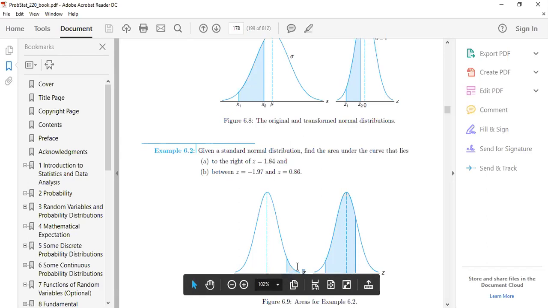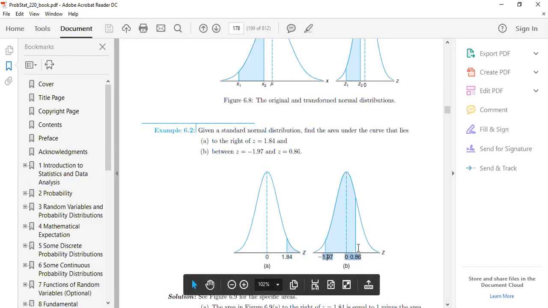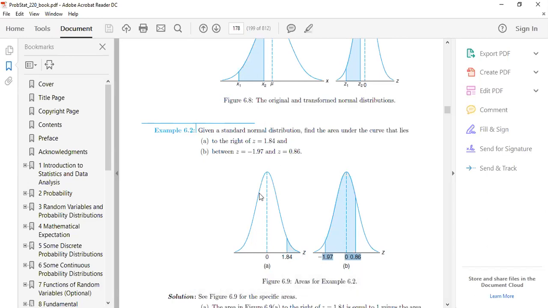Look at this, right of z equal to 1.84, and between z equal to negative 1.97 and 0.86. So, given a standard normal distribution, we want to find the area between these two. I would like to draw this picture and show you using the tabular form, so that probably would be more useful to you. Once you know the table, from the next example onwards I'm not going to open the table. But right now, let me open the table, and the table is given over here.